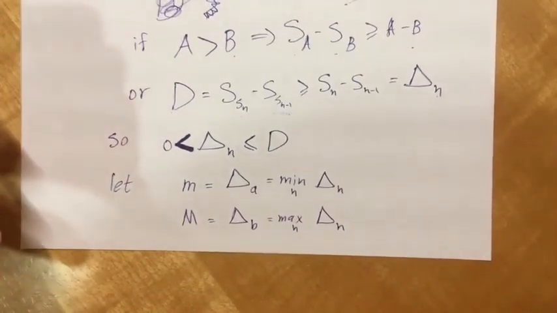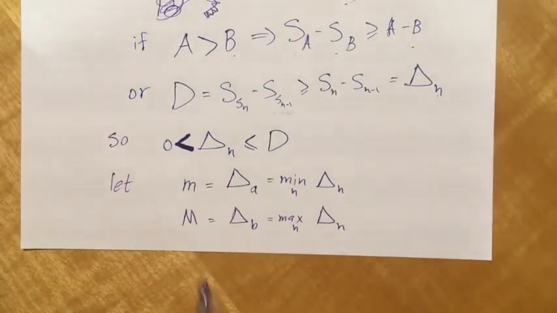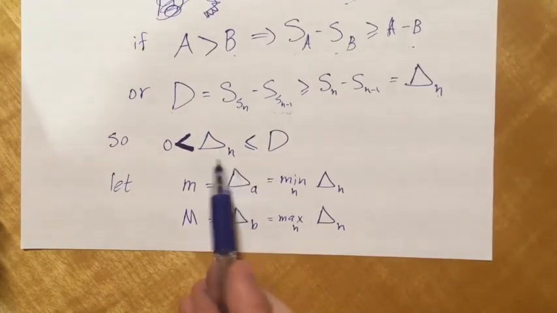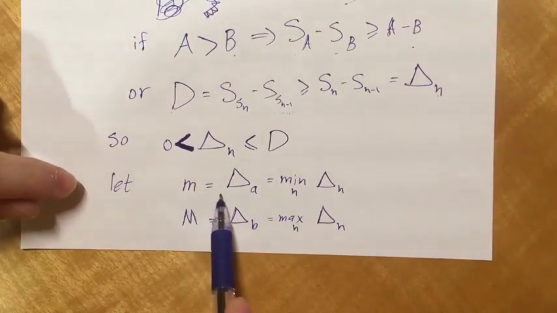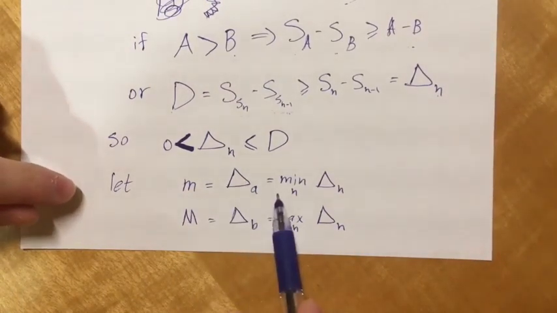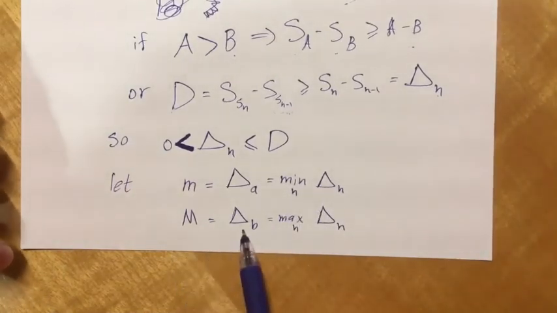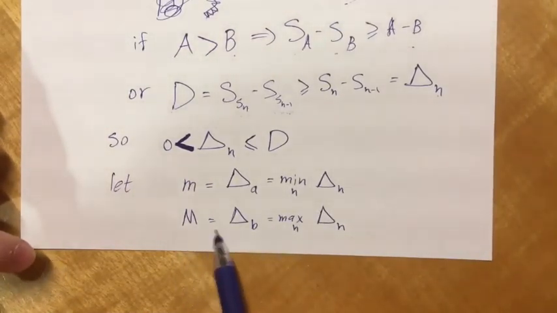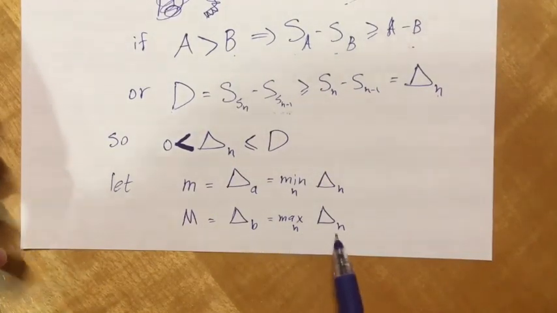So it's natural to consider the extreme values that this sequence attains. In particular, let small m be delta a, the smallest this sequence can take, and let capital M be delta b. It's the maximum over all n of delta n.